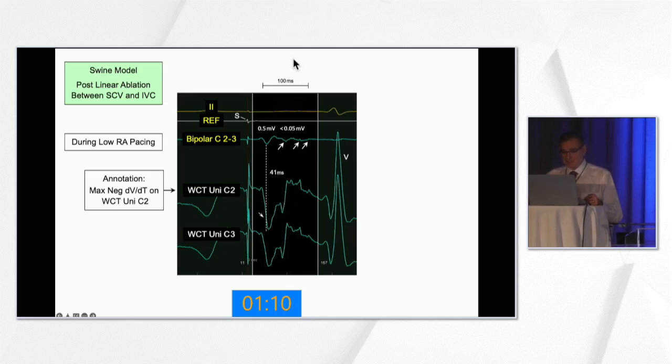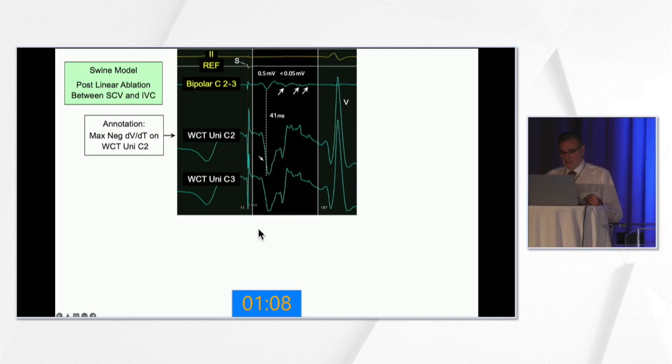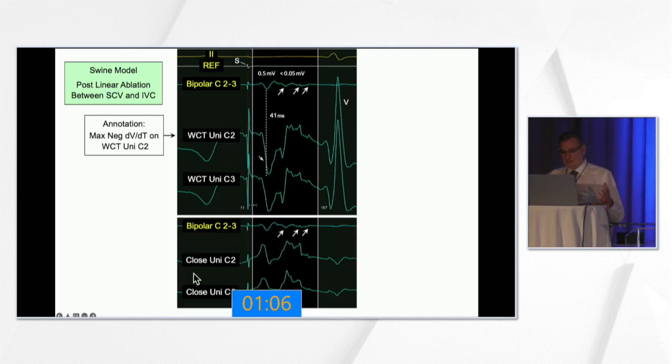So I want to pull this up to make some room here. And these are simultaneously recorded. I put a white band here just to make it easy for you to see. This is the Wilson Central Terminal. These are the same two unipolar electrograms recorded using the close unipolar electrogram. And I want to point out a couple of things.